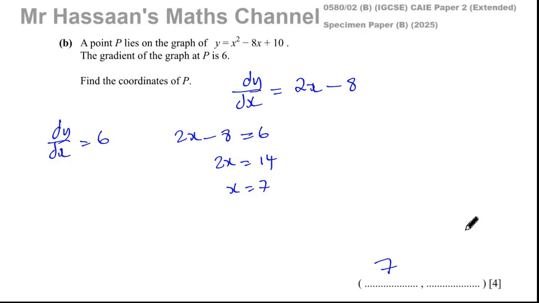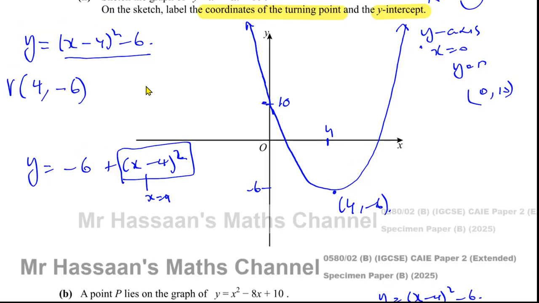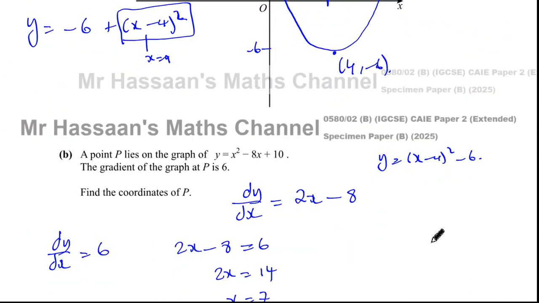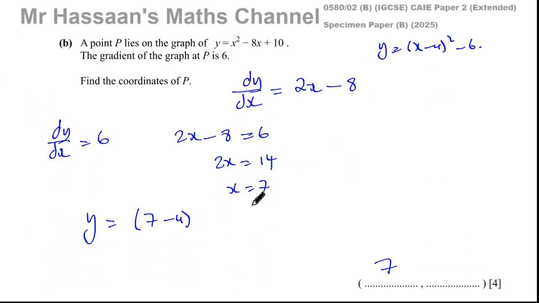What we need now is the y coordinate of the point, which can be found by simply replacing the x here with 7. Or if we want to, we can take our (x minus 4) squared minus 6 and replace x with 7, from the previous part of the question where we were told to complete the square. (x minus 4) squared minus 6. Okay, so you can put (7 minus 4) squared minus 6, which gives you 3 squared, which is 9, minus 6, which is 3.